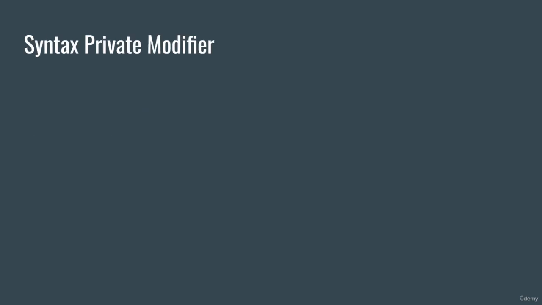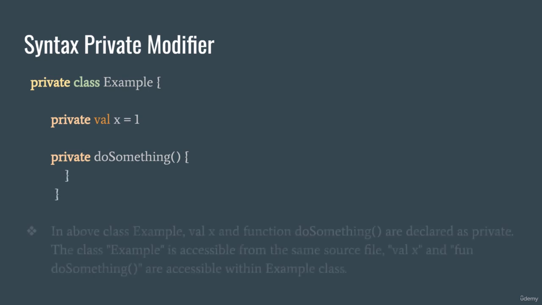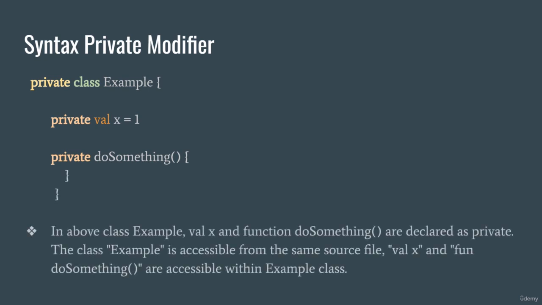All right. So the syntax for a private modifier, well, you can have a class that is private, then you can have its properties to be private by just adding this private keyword, then the methods to be private. And in this above example, you can see that val x and the function do something are declared as private. The class example is accessible from the same source file. Val x and fun do something are only accessible within the example class.